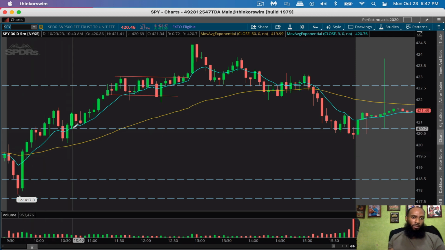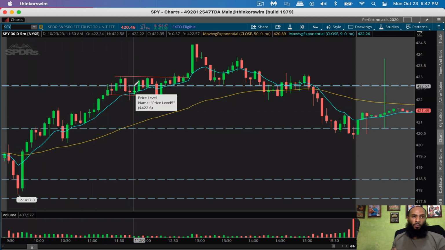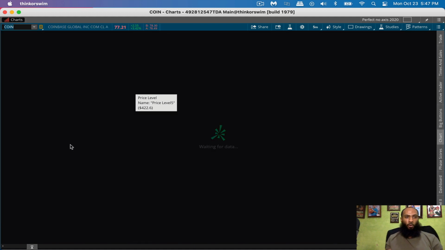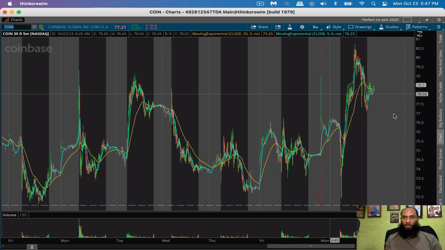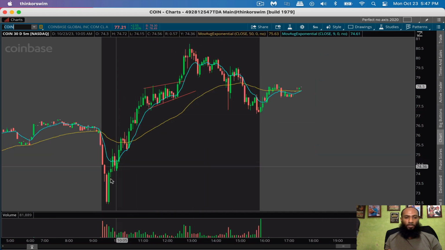We started talking about this one first because this gives the overall context into the rest of the trades, right? The overall context is bullish, right? So now we're gonna take a look at Coinbase. All right, we're gonna zoom in. This was the intraday action.